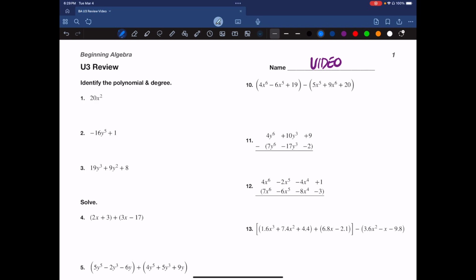Hey guys, let's talk about polynomials. All right. So for 1, 2, and 3, it's asking you to identify and name the degree of the polynomial.